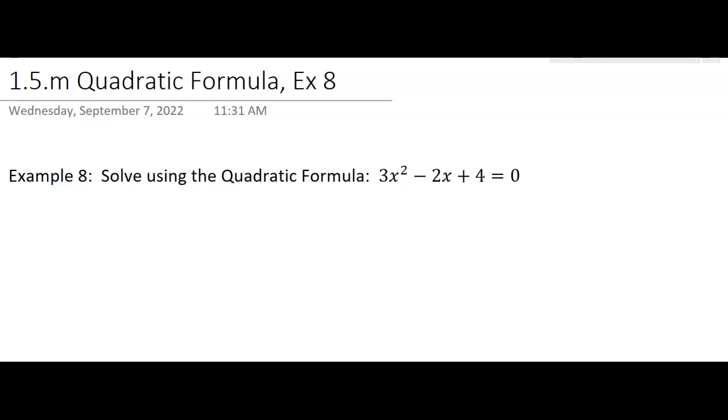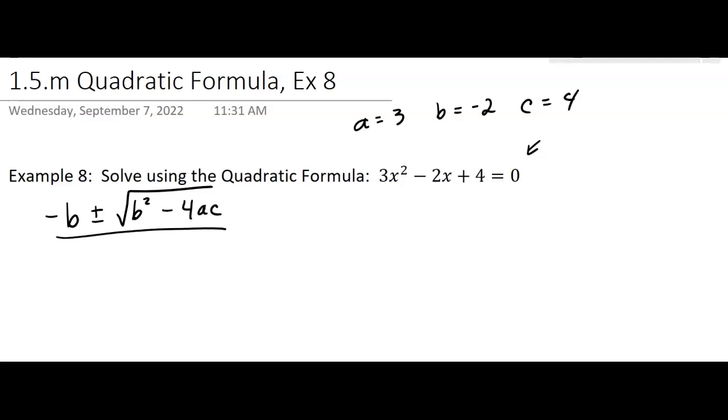Okay, so this is our last example. It's set to 0, great. And then we're going to have A being 3, B being -2, and C being 4 this time. Okay, so we write the formula: the opposite of B plus or minus the square root of B squared minus 4AC, all over 2A. And this is to solve for x. This is how we're solving these equations.